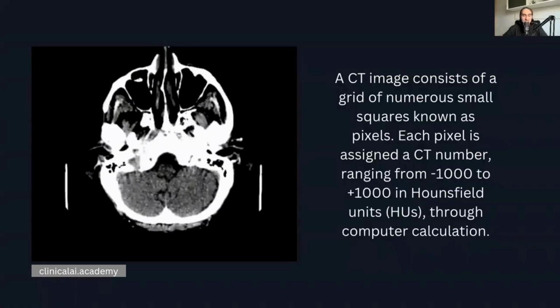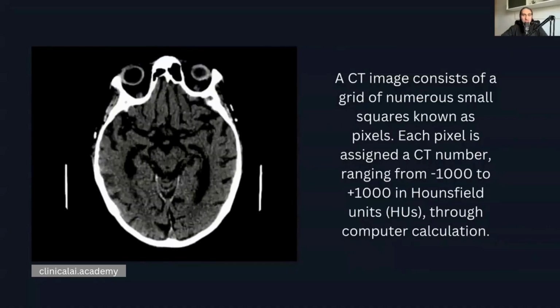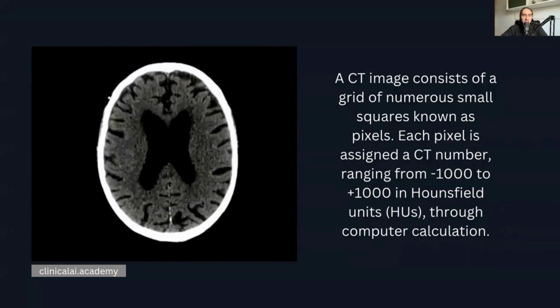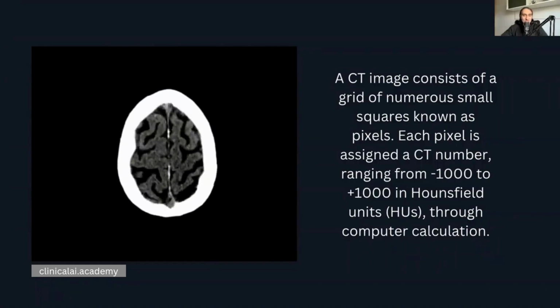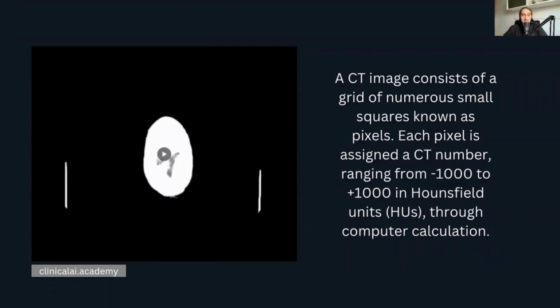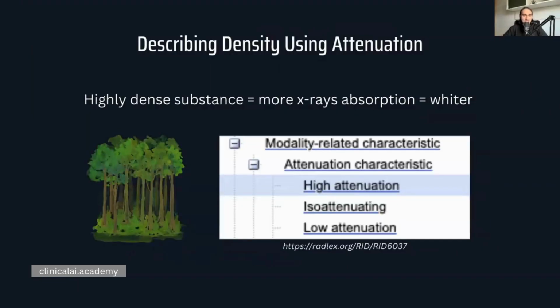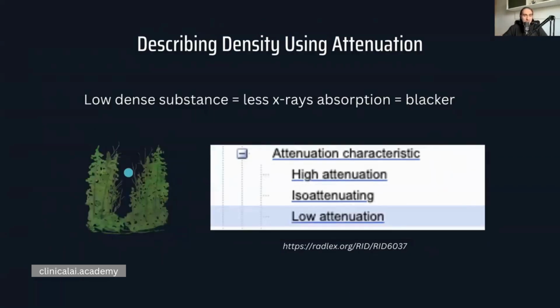A CT image consists of a grid of numerous small squares known as pixels, where each pixel is assigned a CT number ranging from -1000 to +1000 in Hounsfield units. If there's a highly dense substance, more X-rays are absorbed and it will appear whiter, denser, and you can describe it as high attenuation. If you imagine a dense forest, it absorbs a lot of rays, so you describe it as high attenuation. If it's a low density substance, it will absorb fewer X-rays and appear blacker, and then you will say low attenuation.